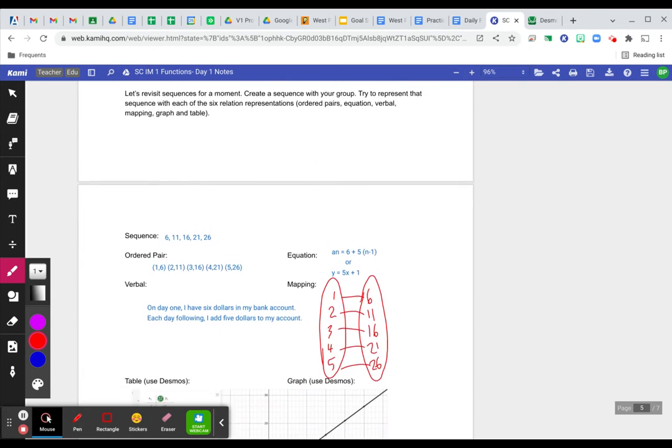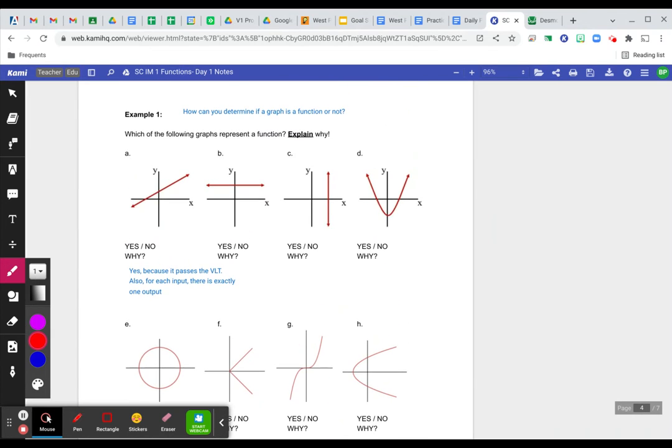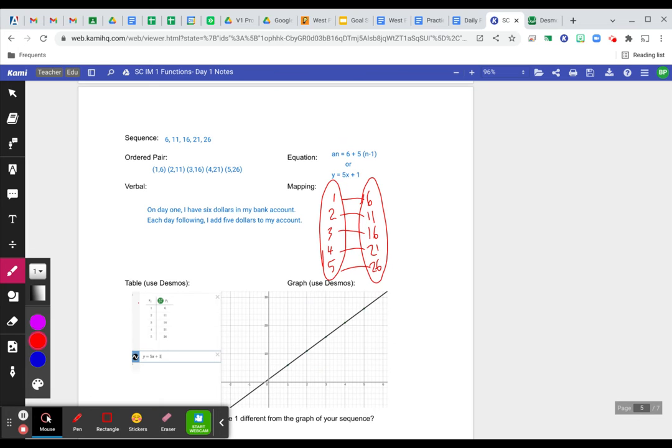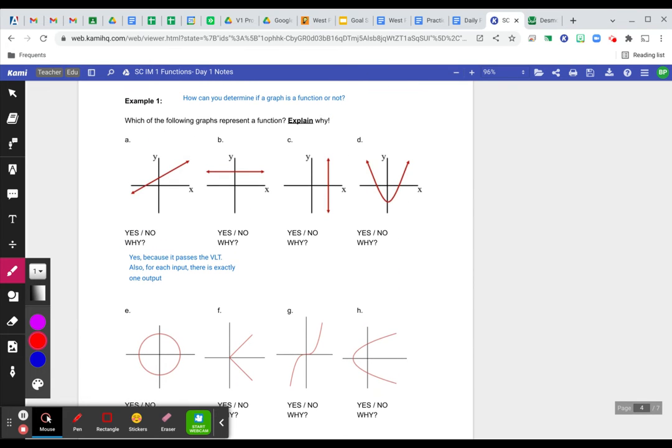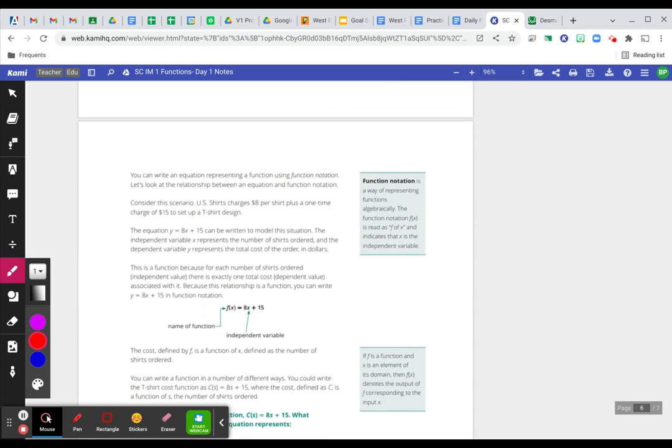Well, there are many different things here, right? The graph of our sequence has a positive slope, just like A does. But you could say that it is different from B because B has a horizontal slope, or 0 slope. You could say it's different from C because C and E and F and H are not functions, but my graph is a function. Something along those lines would work.